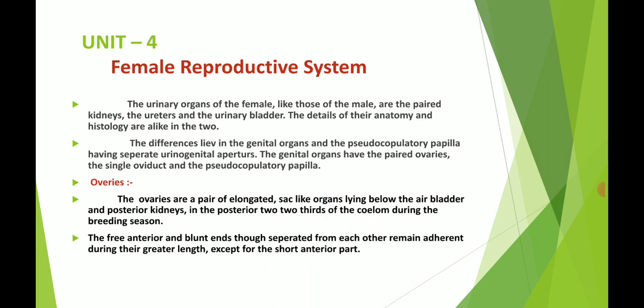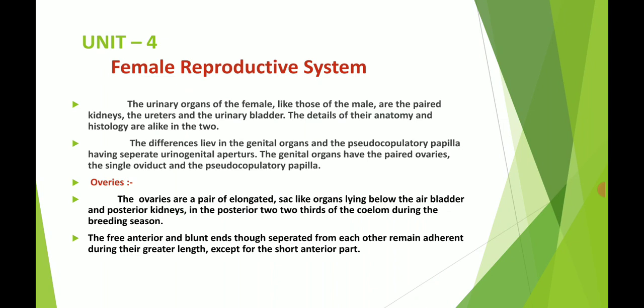In the previous lecture we started unit number 4 and saw the excretory system: what the excretory system is, the process of osmoregulation, as well as the process of excretion. Today we will see the system related to the female reproductive system.